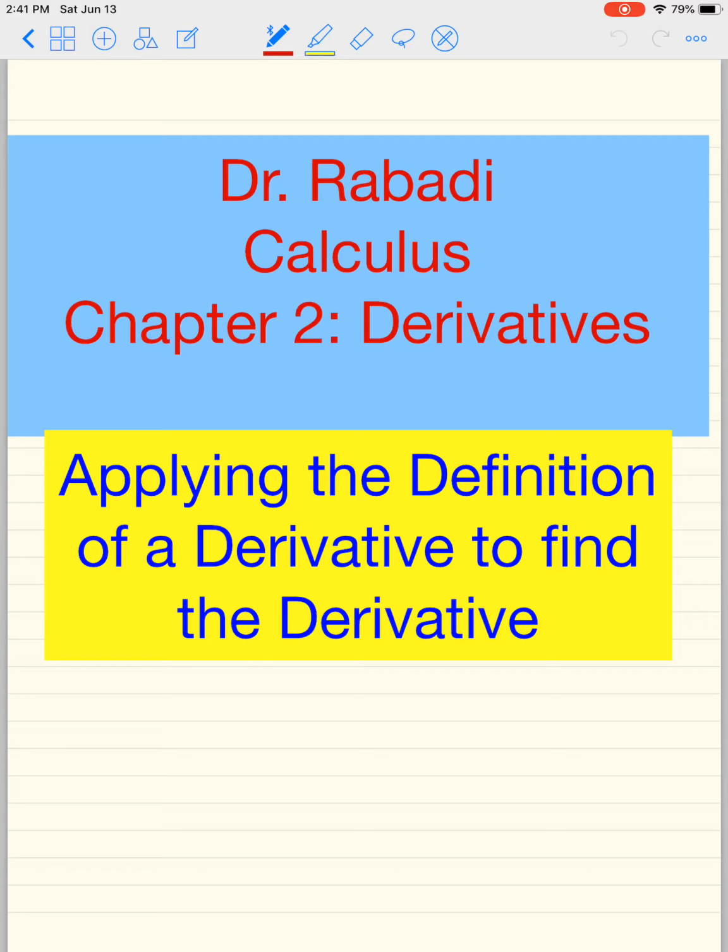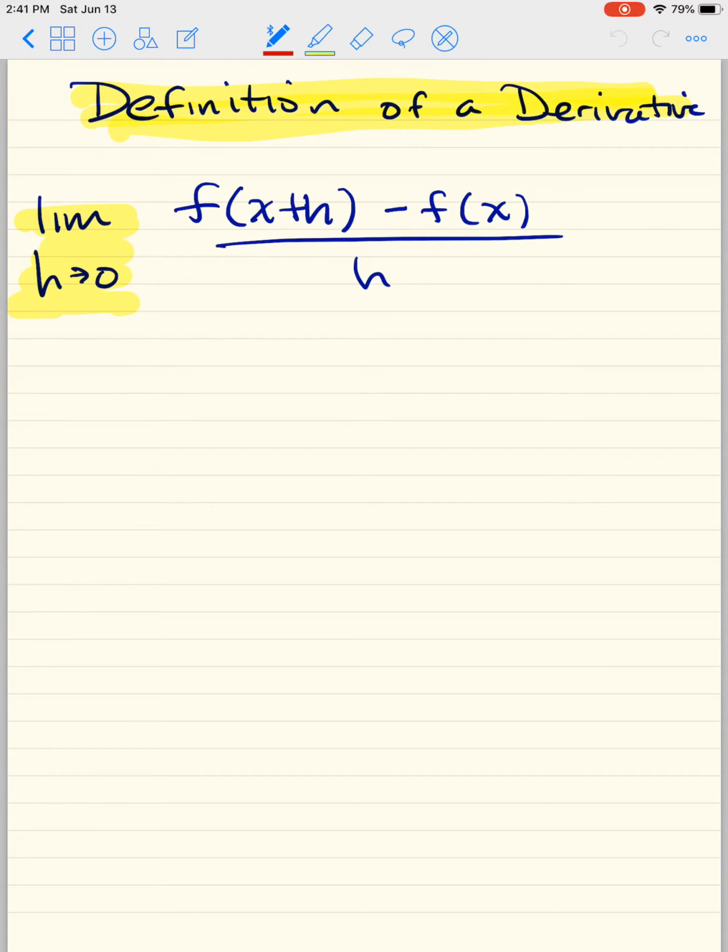Hey guys, welcome back. In the last two videos, I showed you how to use the definition of a derivative to find the derivative for a polynomial, which was, I believe, x squared plus 2x, and then the other one was with a radical, which is the square root of x. In this video, I'm going to show you how to find the derivative of a function that's rational.